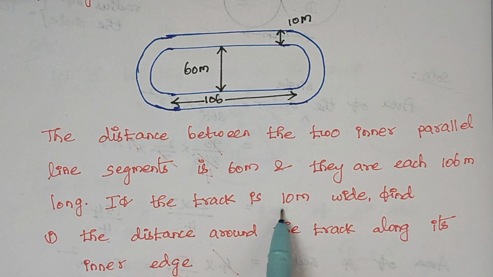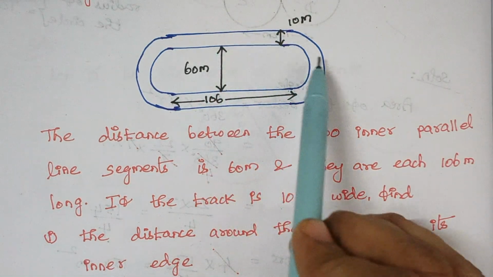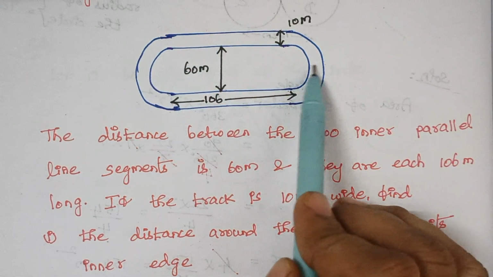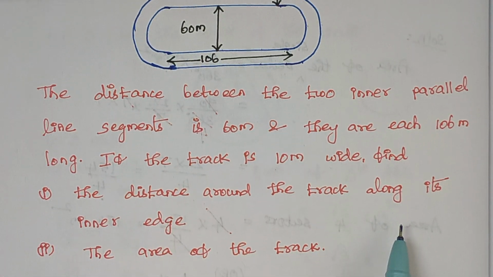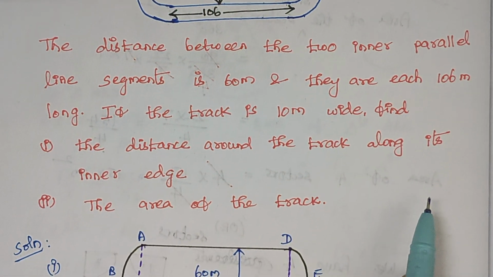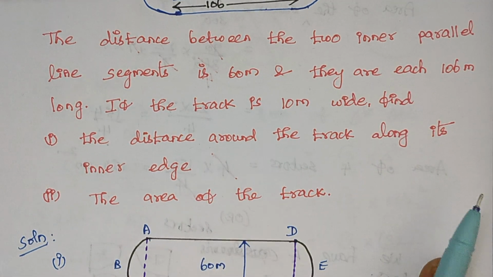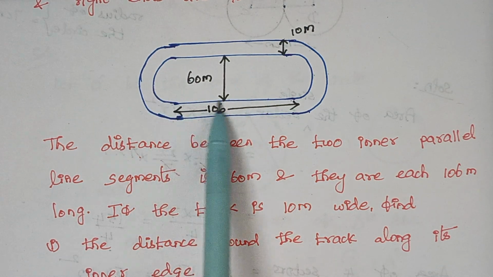If the track is 10 meter wide, okay, this is the track, and it is 10 meter wide. This length is 10 meter and again this is 10 meter, this is 10 and this is 10. So if the track is 10 meter wide, find the distance around the track along its inner edge. That is, you have to find this distance, right?